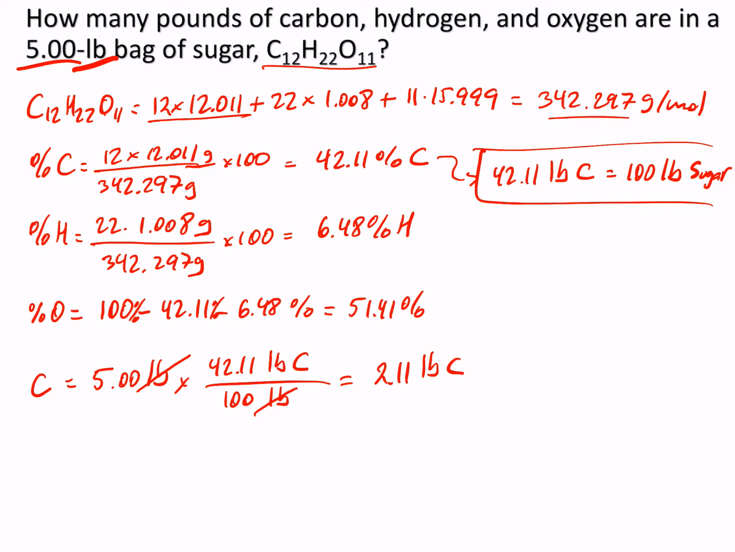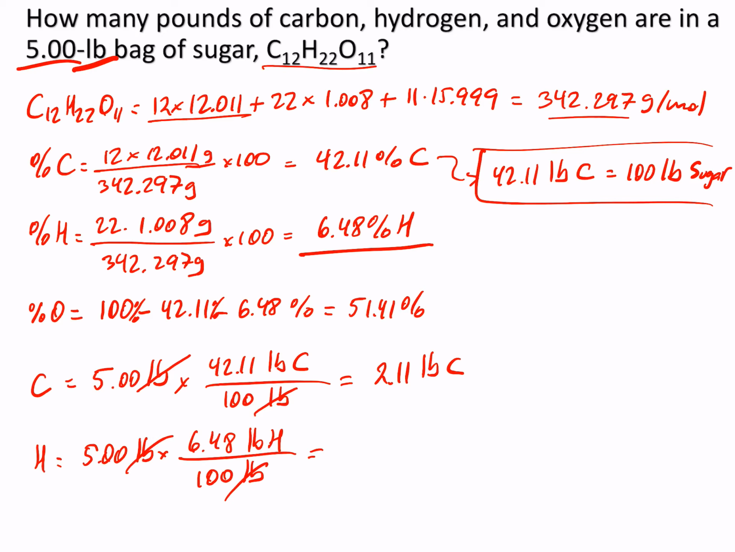We do exactly the same thing with hydrogen. So hydrogen would be equal to 5 pounds times 6.48 pounds of hydrogen per 100 pounds of sugar, and that is 0.33 pounds of hydrogen.